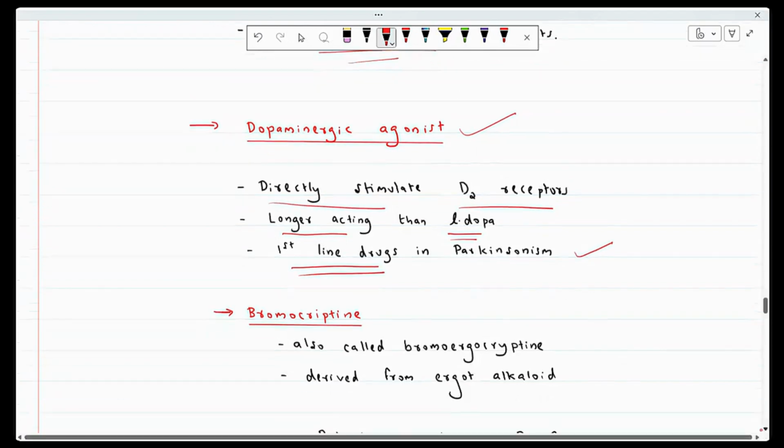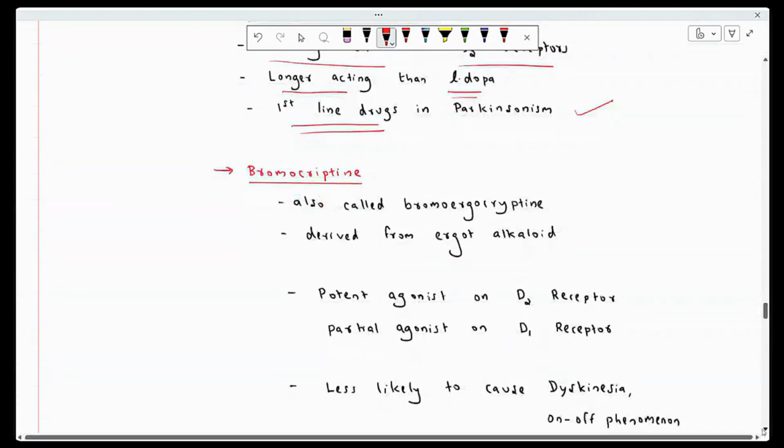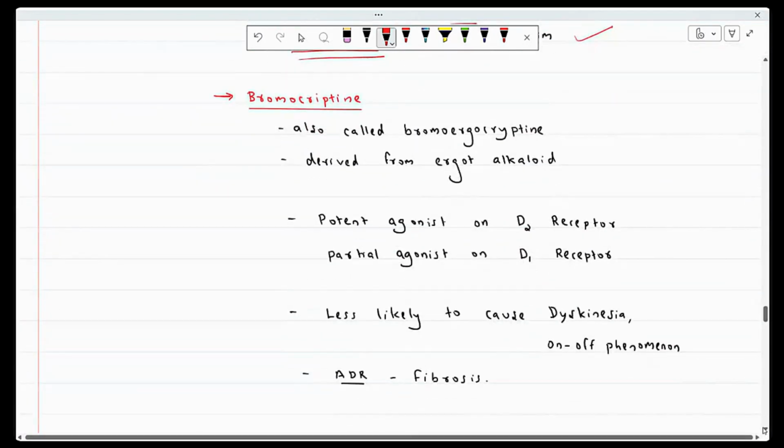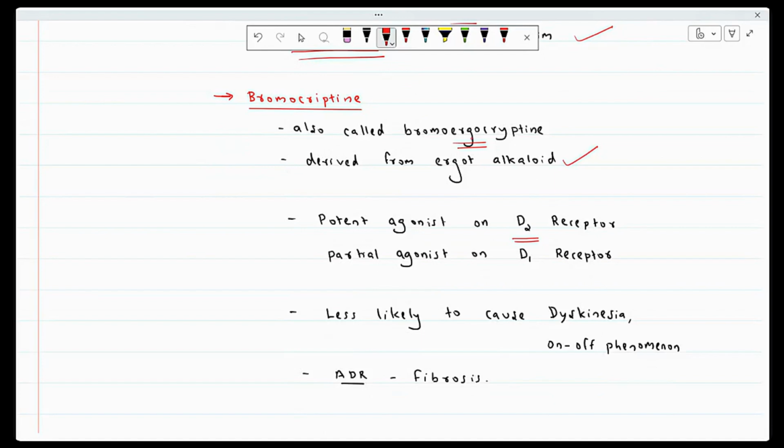We'll come to that. Okay. So the example I told you, bromocriptine is an ergot alkaloid. It is also called bromo. You look at the name here. The word ergo is there because bromocriptine is also called bromo-ergocryptine. It is derived from ergot alkaloid. It is a potent agonist on D2 receptor, whereas it is a partial agonist on the D1 receptor.